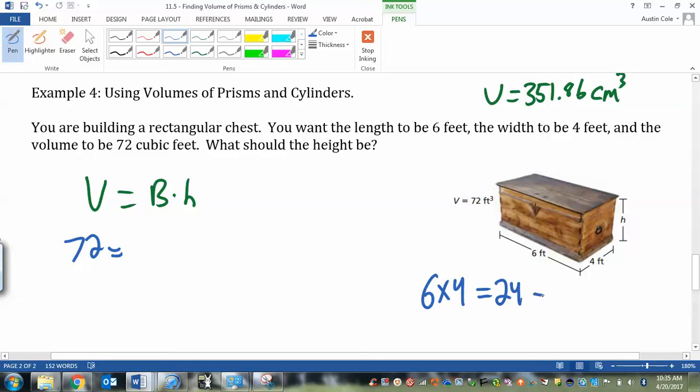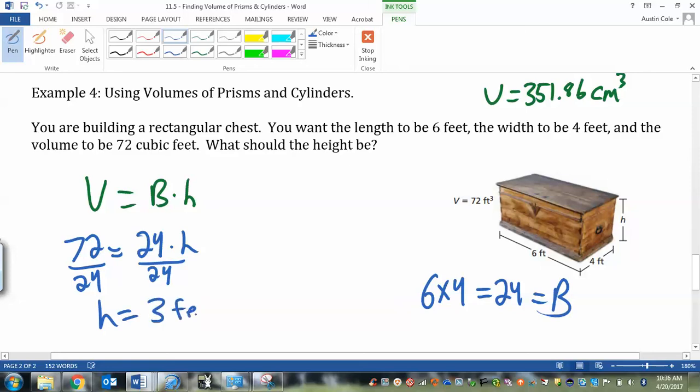So our big B is going to be 24 times h. How are we going to solve for h? Divide both sides by 24. So our height has to be 3. 3 feet cubed. Not cubed. Why not cubed? Because it's just the one measurement, right? We just want the one side. So it's just feet. Okay?